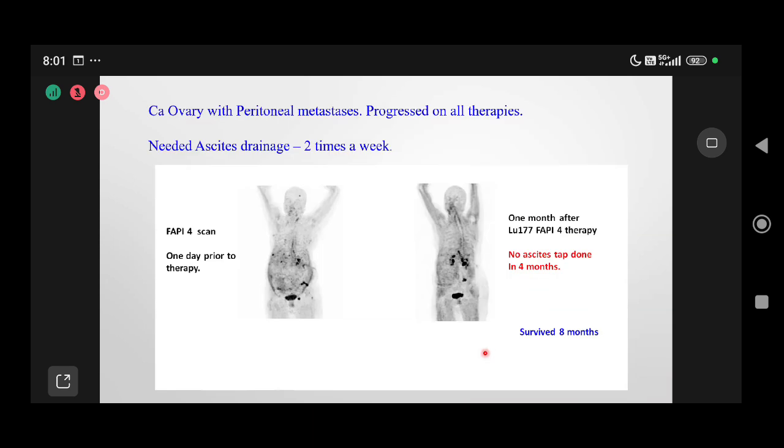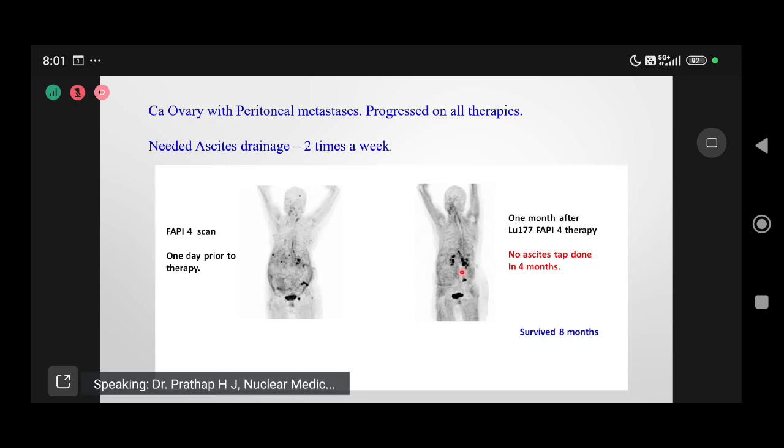Some of the examples I want to show with FAPI therapy: this was a case of CA ovary with peritoneal metastasis, which progressed on all lines of therapy. She needed ascites drainage 2 times a week. Then FAPI therapy was done with lutetium FAPI. That means lutetium FAPI was injected into the patient.